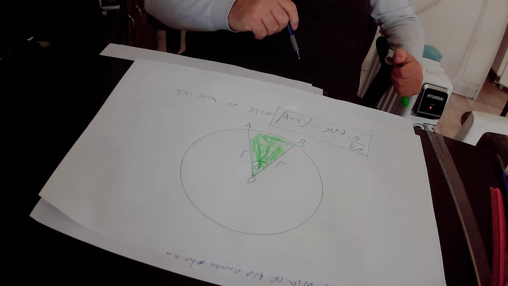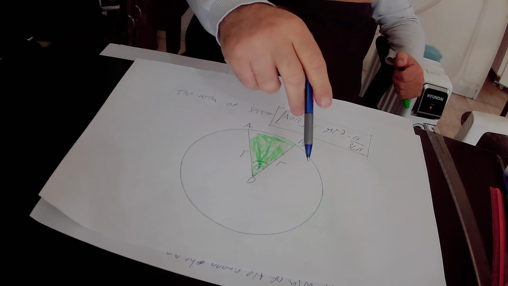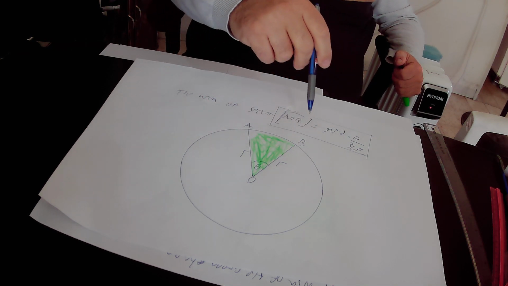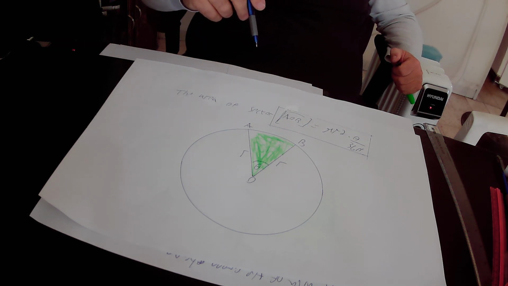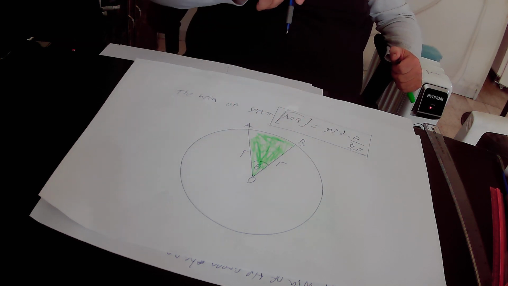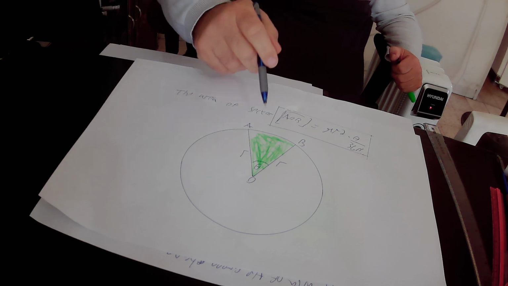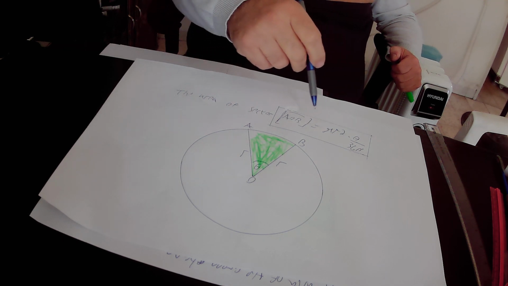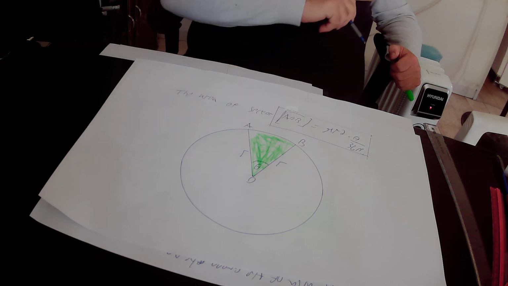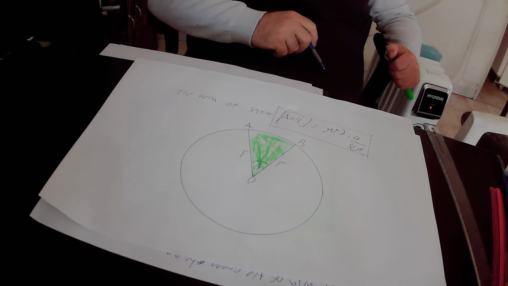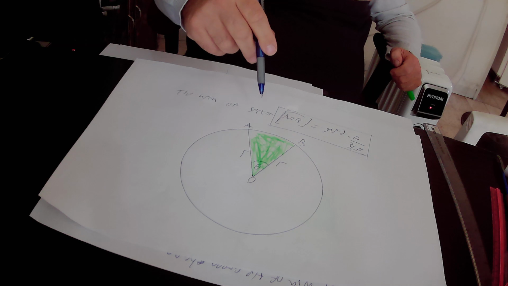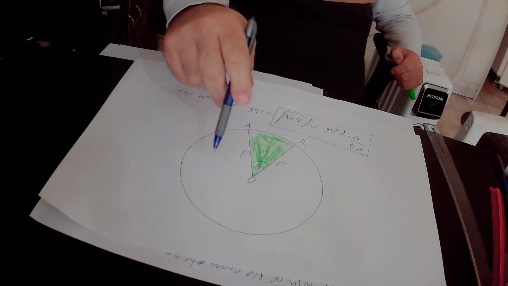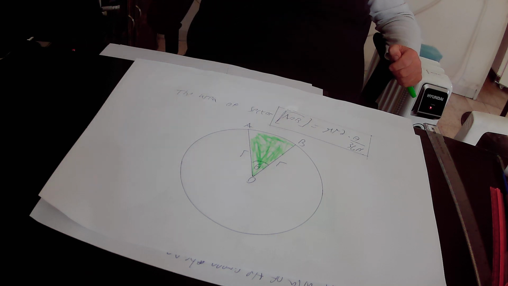So what is the area of this green sector AOB? The area of this green sector AOB equals the area of the circle, pi r squared, times theta, that is the angle between the legs of this sector, over 360 degrees. Repeat again: the area of the green sector AOB equals pi r squared, that is the area of the circle, times theta over 360 degrees.